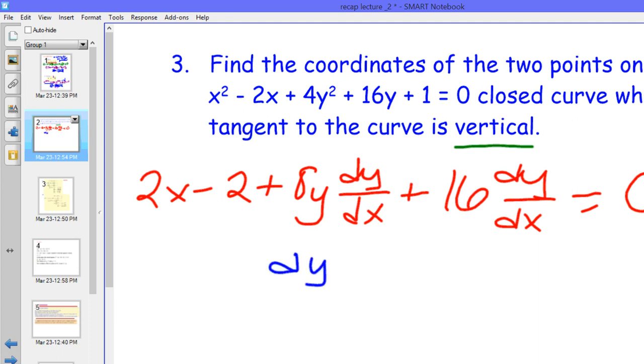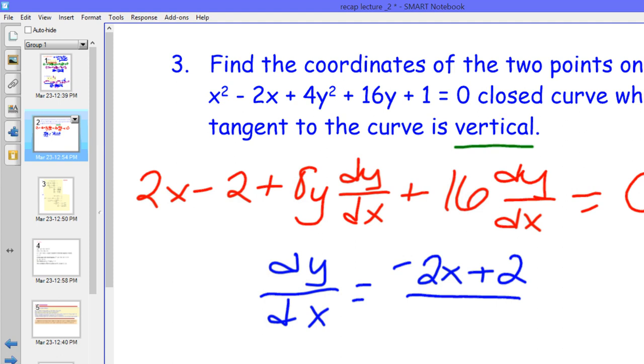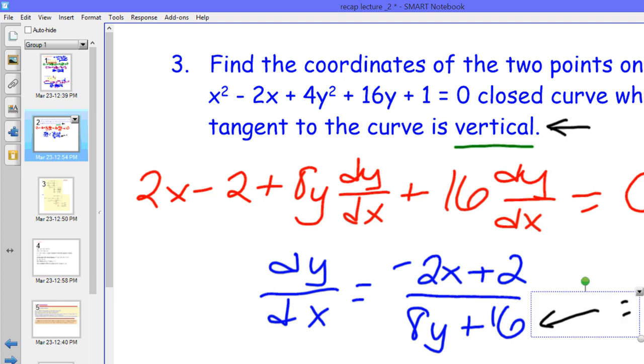Okay, then we isolate the dy dx, and we would get, let's see, that would move to the right, so negative 2x, adding the 2, and then dividing by the things that were with the dy dx, that were like coefficients of dy dx. Okay, so there's our slope, and we want to think about where that slope is going to cause a tangent line to be vertical, which means this part has to be equal to 0.